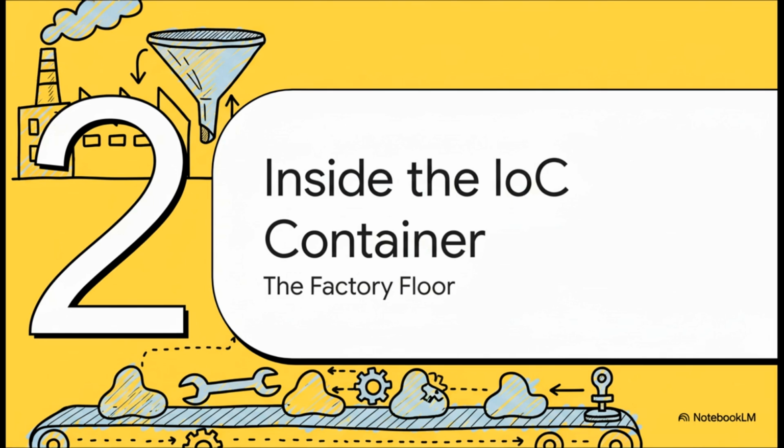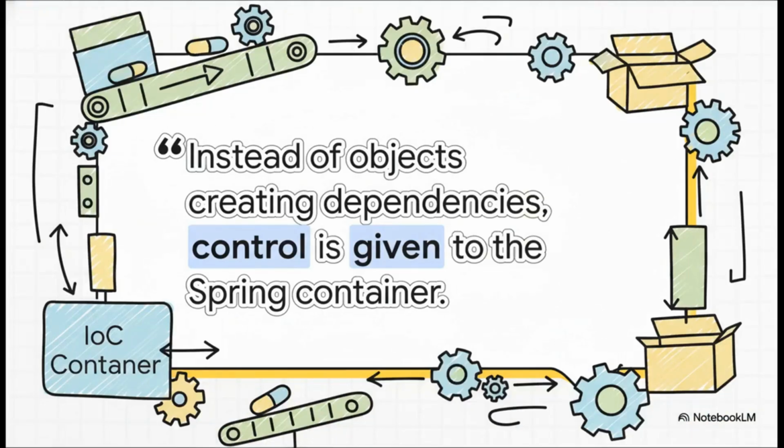We call them beans. So this is the key takeaway. Your code doesn't go looking for its dependencies anymore. It just declares them. It says, hey, I need a database service, and the Spring container provides it. That act of providing the dependency, well, that's what we call dependency injection.